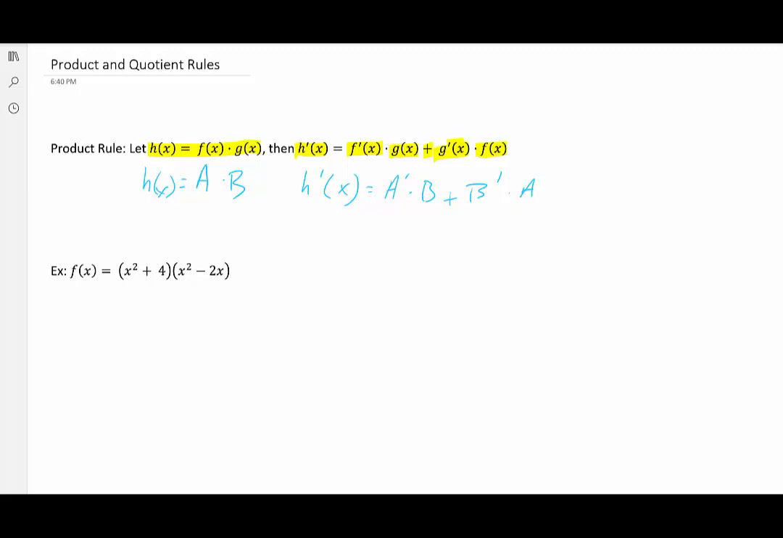Okay? But the key with the product rule is, notice you're taking just one derivative at a time, and then essentially what you're doing is you're distributing the derivatives. All right, let's get into a few examples here.